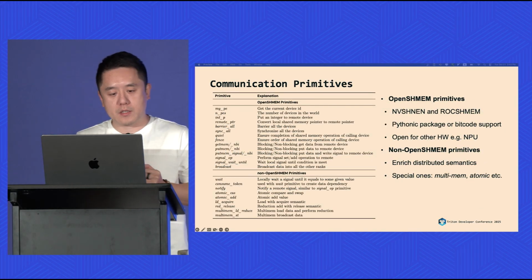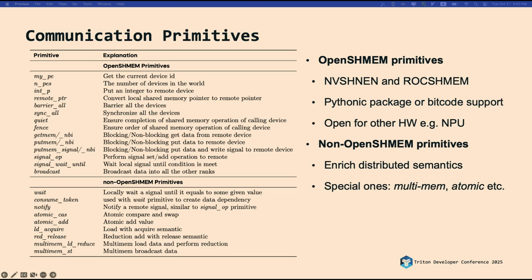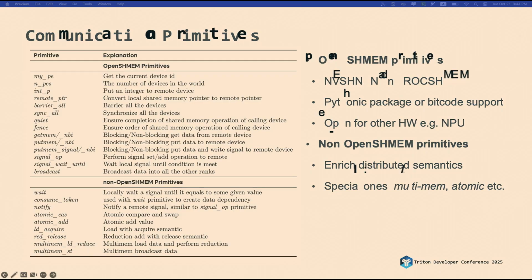Here is a summary of the communication primitives in the table. There are mainly two categories: the OpenSHMEM ones and the non-OpenSHMEM ones. The OpenSHMEM primitives are translated into different implementations on GPUs, for example NVSHMEM or ROCSHMEM. The non-OpenSHMEM primitives, on the other hand, provide different hardware-specific operations, such as atomic operations or multimem operations. It is also worth mentioning that OpenSHMEM primitives are not limited to GPUs; other NPUs can also adopt the concept.